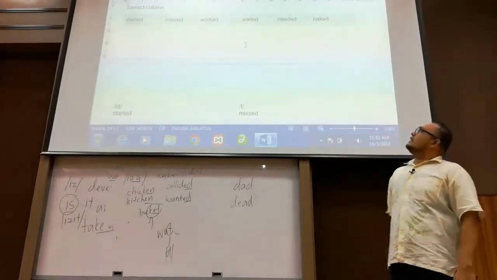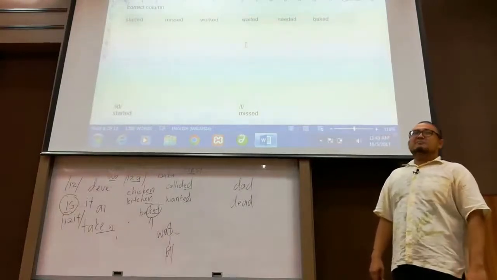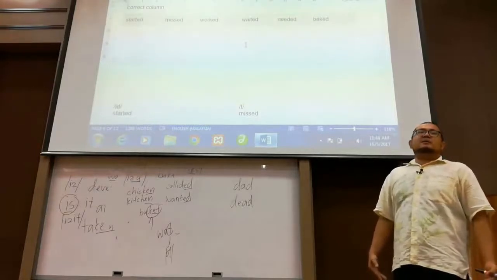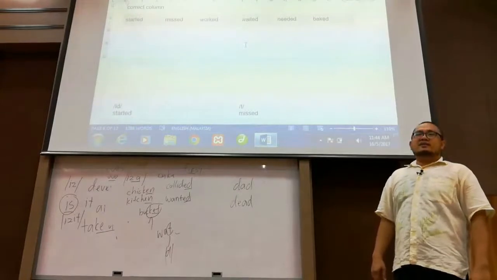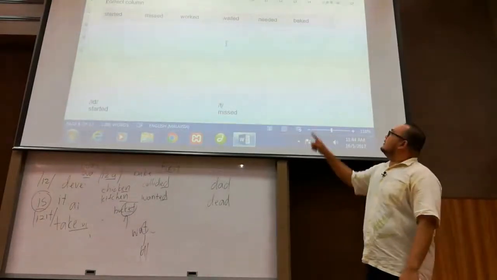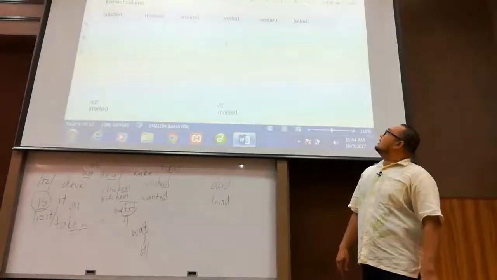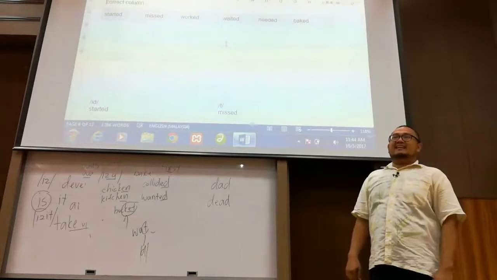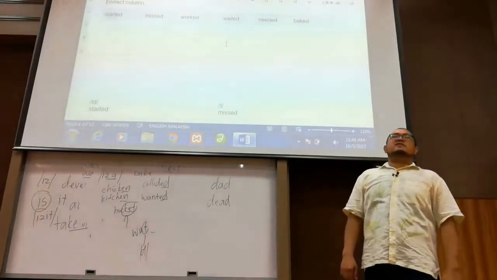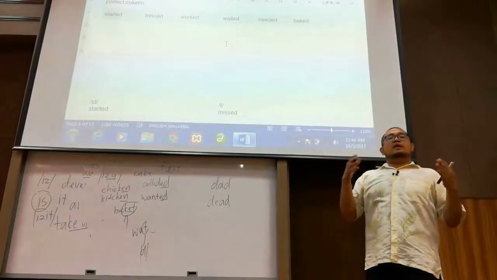Alright, so STARTED. Started. So it's ID. So MISSED. Missed. It's not miss it. Okay, missed. Okay, WORKED. Worked. Otherwise the present tense will be work. Past tense? Worked. Okay, WAITED? Waited. NEEDED? Needed. B-A-K-E-D? Baked. It's easy, isn't it? I think with the help of a dictionary, you'll be able to do this better. Okay, so on your own, at home, you try and do this.